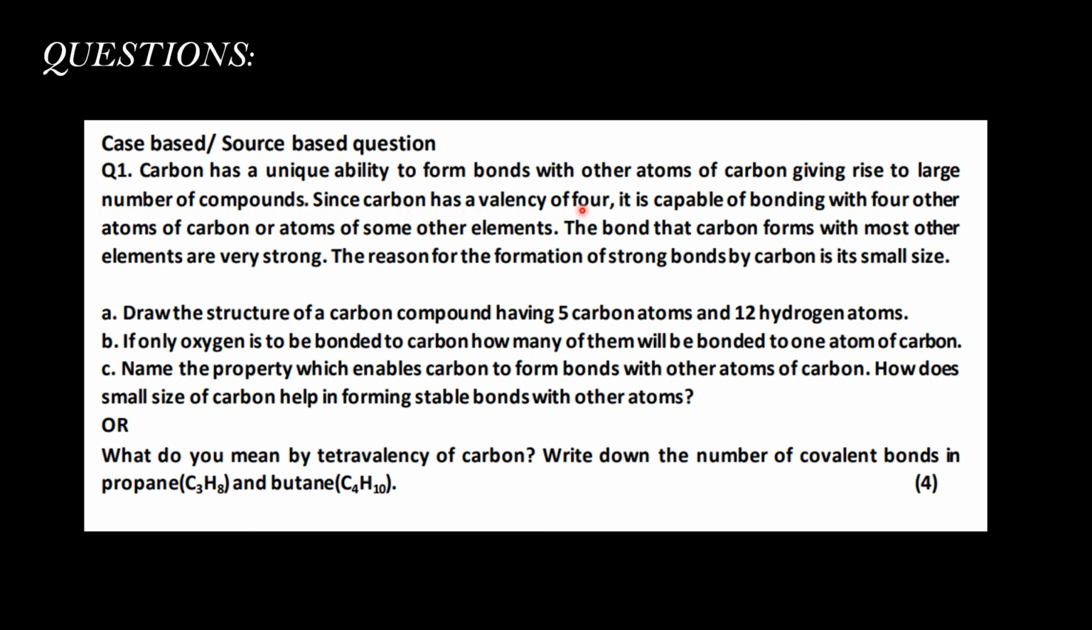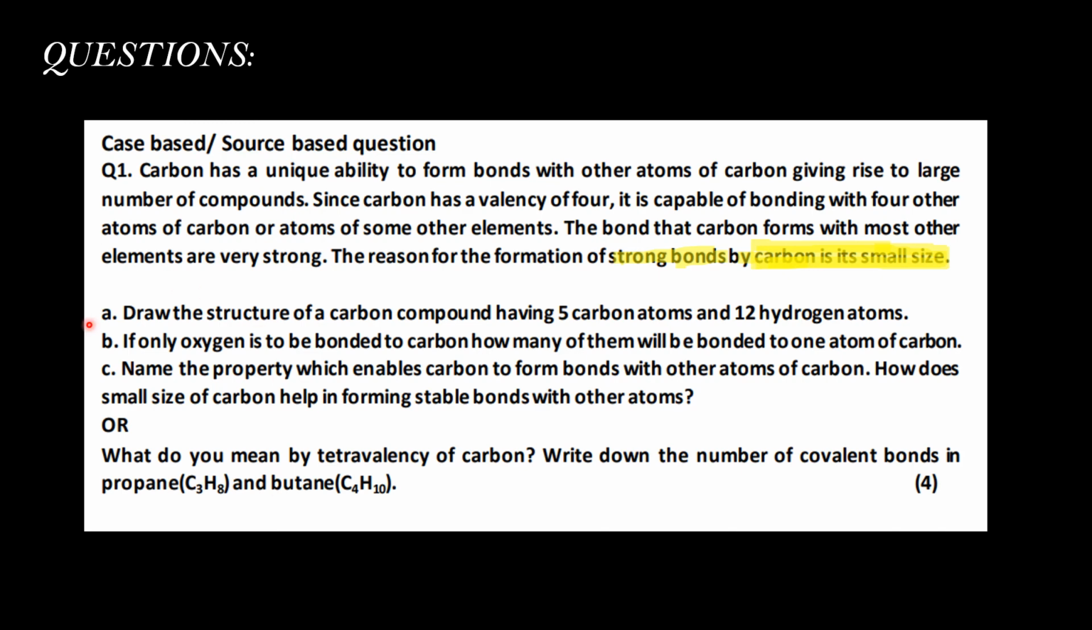Since carbon has a valency of 4, it is capable of bonding with 4 other atoms of carbon or atoms of some other elements. The bonds that carbon forms with most of the elements are very strong. The reason for the formation of strong bonds by carbon is its very small size. Carbon, the atomic number is 6, right? It is very small.